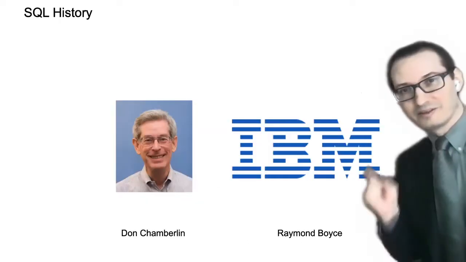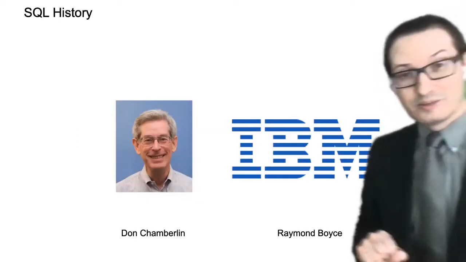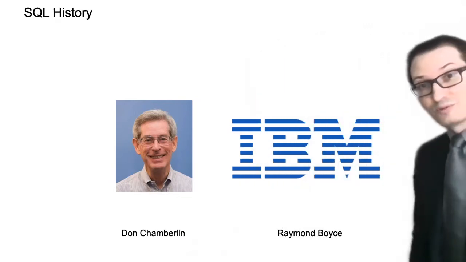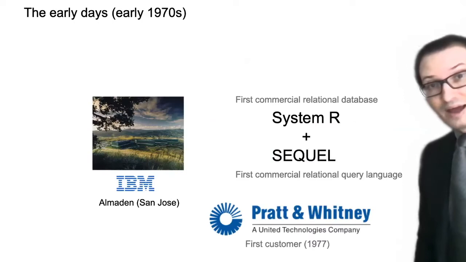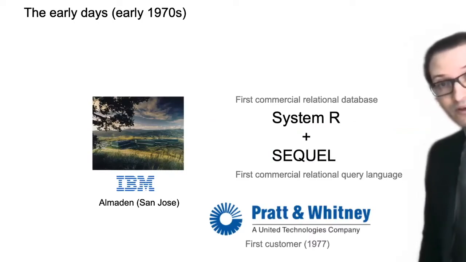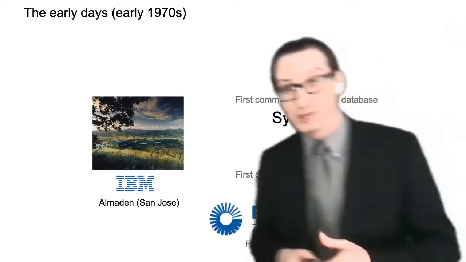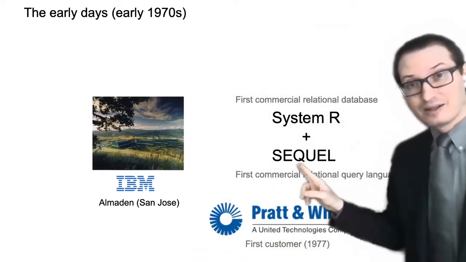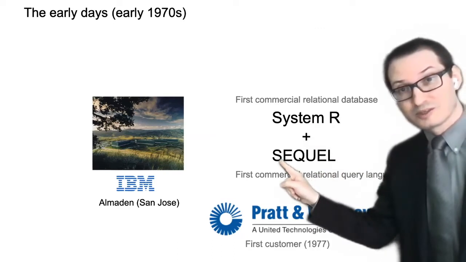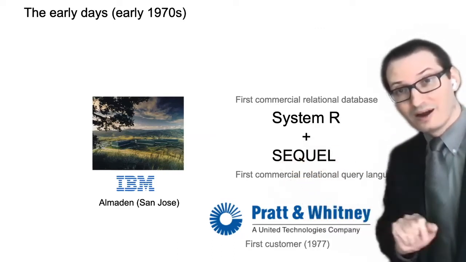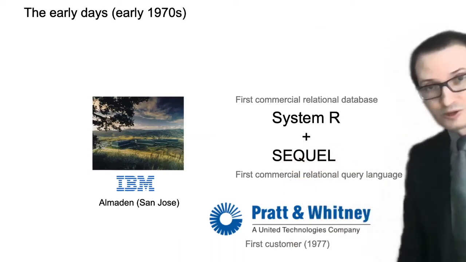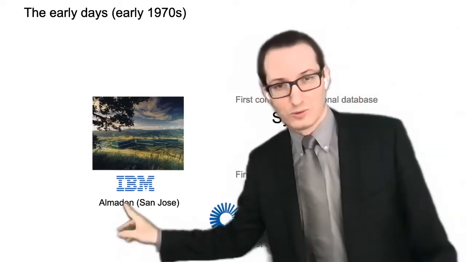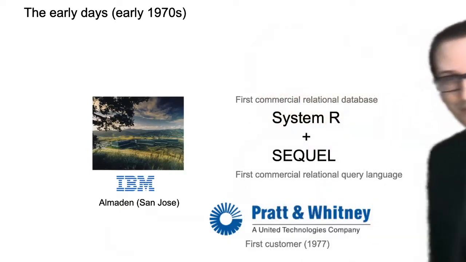But the one we are looking at is SQL, which was invented back in the early 70s by Donald Chamberlin and Raymond Boyce at IBM. The first system that implemented the relational model and relational databases, so tables, was called System R. And the initial name was SEQUEL, which means Structured English Query Language, right? And that was the first customer, Pratt & Whitney. That was all in California, in San Jose, what is now known as the Almaden IBM laboratory.